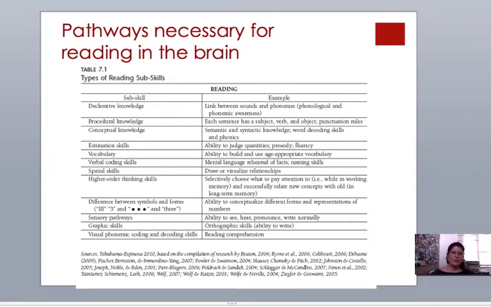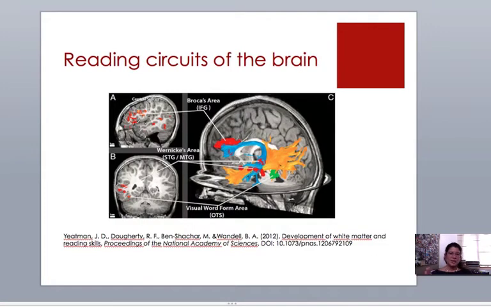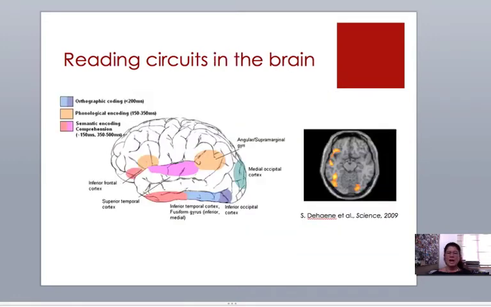Writing is even one step further. So we know that reading circuits of the brain are highly complex. They are highly interactive, and if even just one of these pieces isn't working at top speed, we do have either delays in reading or we do have actual reading problems that will occur.